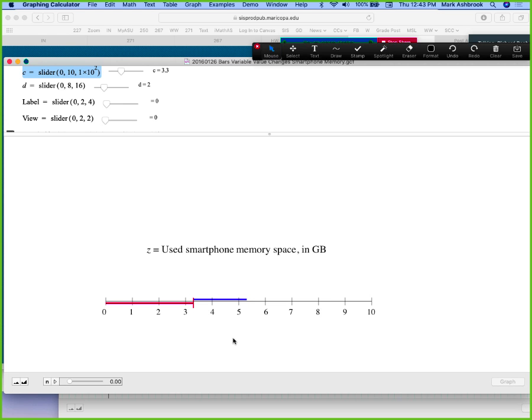How much is being used? Like right now? Sometimes apps will only be using gigabytes as long as you're using the app. Okay, like ROM versus RAM or something, like hard drive space. Bringing it back to z though. So we're going to call the red bar the current value of z. What might the blue bar be showing?